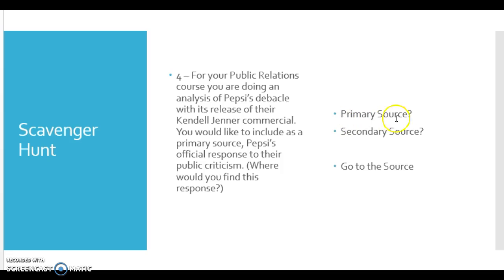If I want to find the primary source, the actual official response, I'm going to have to go to the source. And that means I probably have to go to Pepsi's website. On their website, they probably have a link to a Public Relations Room. From there, I should be able to search and find the official response that they made to the public criticism. So don't discount going to other places beyond Google to look for the information that you need.